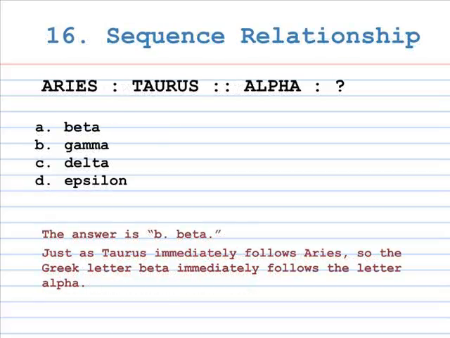16. Sequence relationship. Aries is to Taurus as alpha is to: A, beta; B, gamma; C, delta; D, epsilon. The answer is B, beta. Just as Taurus immediately follows Aries in the zodiac, so the Greek letter beta immediately follows the letter alpha.